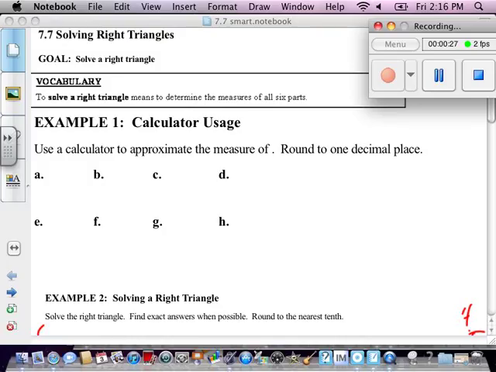Okay. Inverse of trig functions is, we've been using trig functions to find what of the triangle? The sides. Inverse trig functions, you're going to find the what?